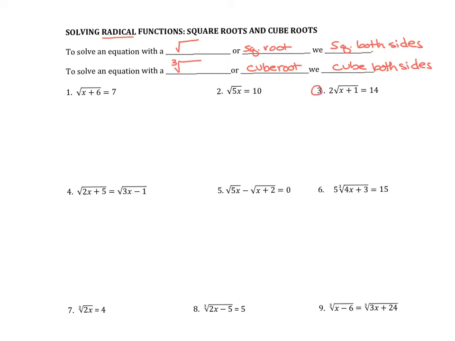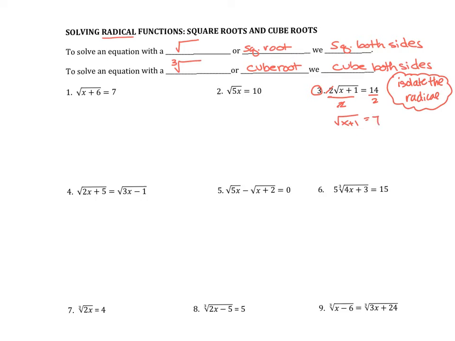Before I can deal directly with the square root, I have this coefficient of 2 in front. Just like when we've solved for other variables, our first step is to isolate the radical. I want to get that square root of x plus 1 alone on one side of the equation, so I'm going to divide both sides by 2. My 2 cancels, and I'm left with the square root of x plus 1, and 14 divided by 2 is 7.